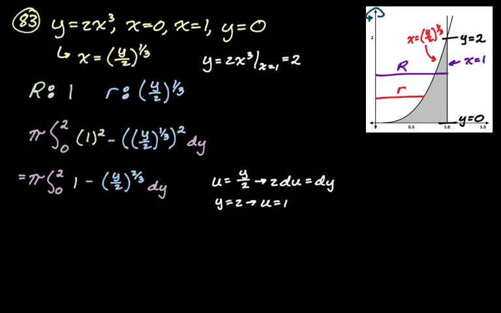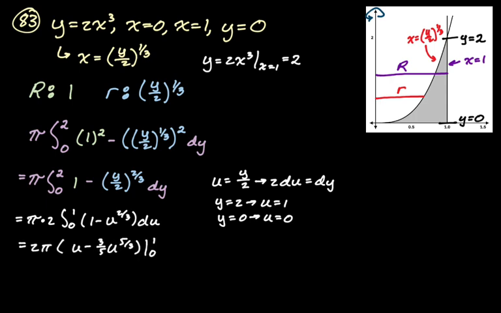So if y is equal to 2, u is equal to 1. If y is equal to 0, u is equal to 0. Completely rewrite. So we'll have pi, we get a 2 from our du, or dy is 2 du. Now we're going from 0 to 1, and it's 1 minus u to the 2/3 du.